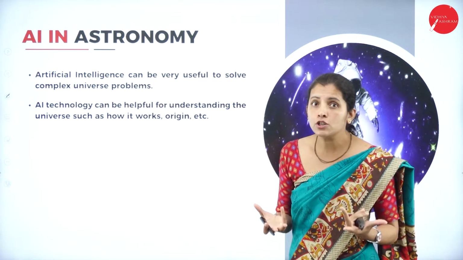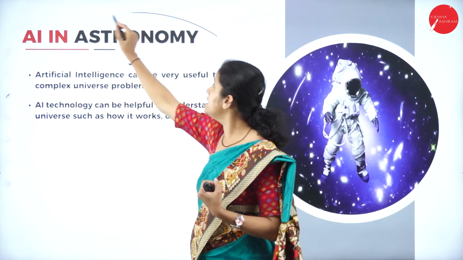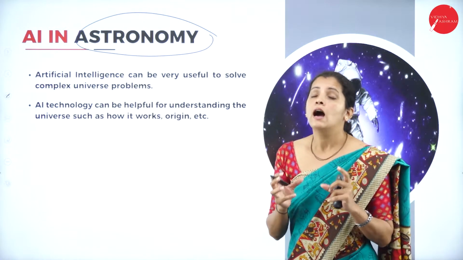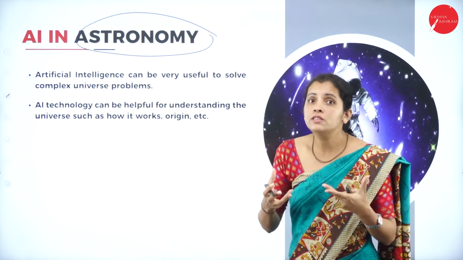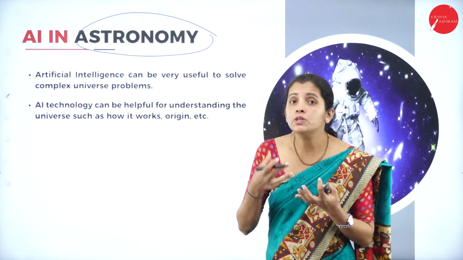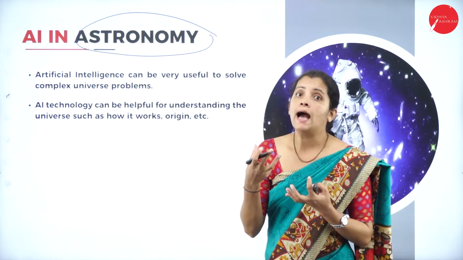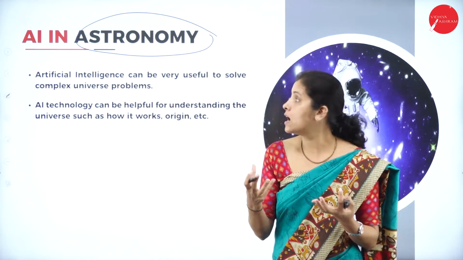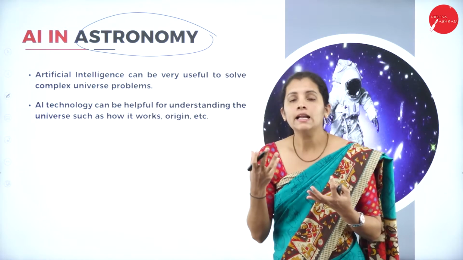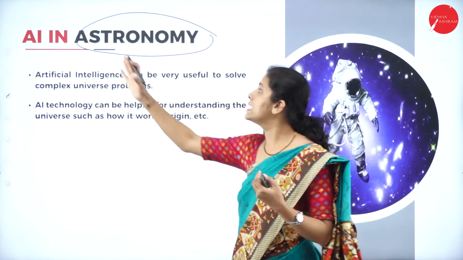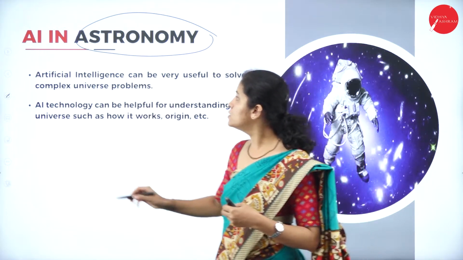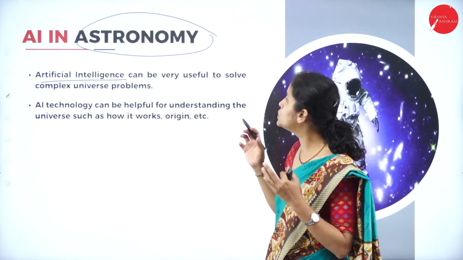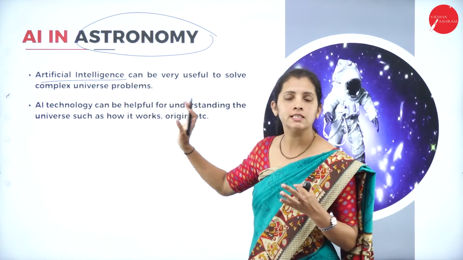So, what is this astronomy? That is nothing but the study of science, and we are going to study the physical world. So we are going to study space as well as planets, sun, earth, moon, etc. To study planets as well as space, once again I am going to use AI. So artificial intelligence can be very successful in solving complex universal problems.